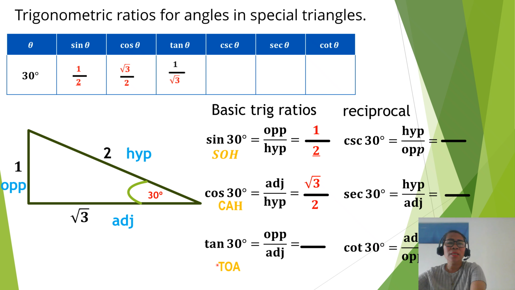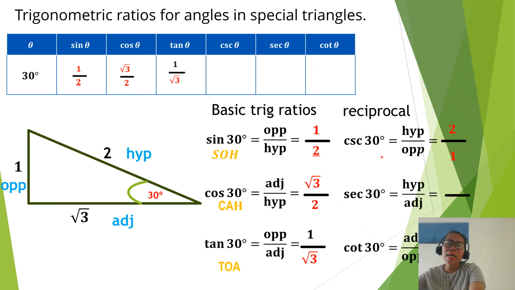Let's proceed to the tangent 30. Remember that tangent is opposite over adjacent. So what is opposite to 30? No, the adjacent of 30 is square root of 3 and its opposite is 1. So having it on the table, we have 1 over square root of 3.